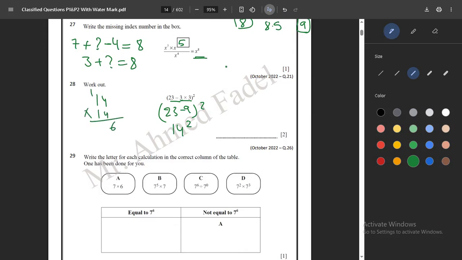4 times 4 is 16. Carry the 1. 4 times 1 is 4, add the 1, becomes 5, and so on, giving 196.